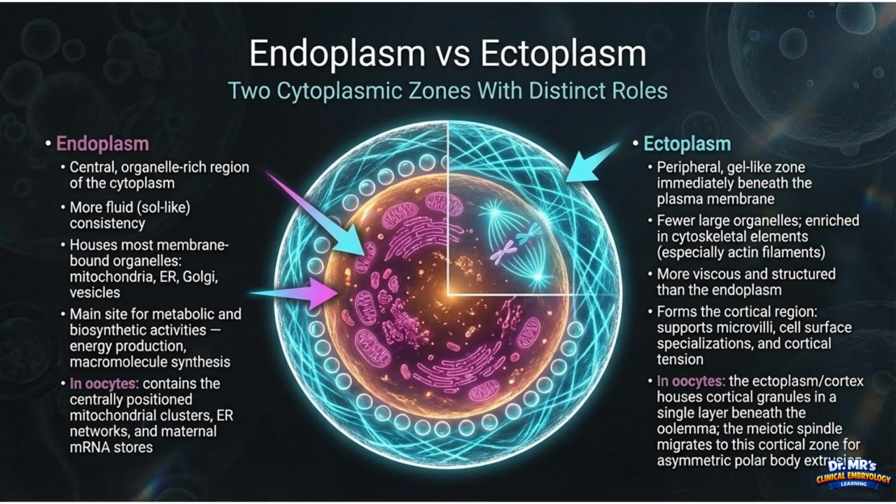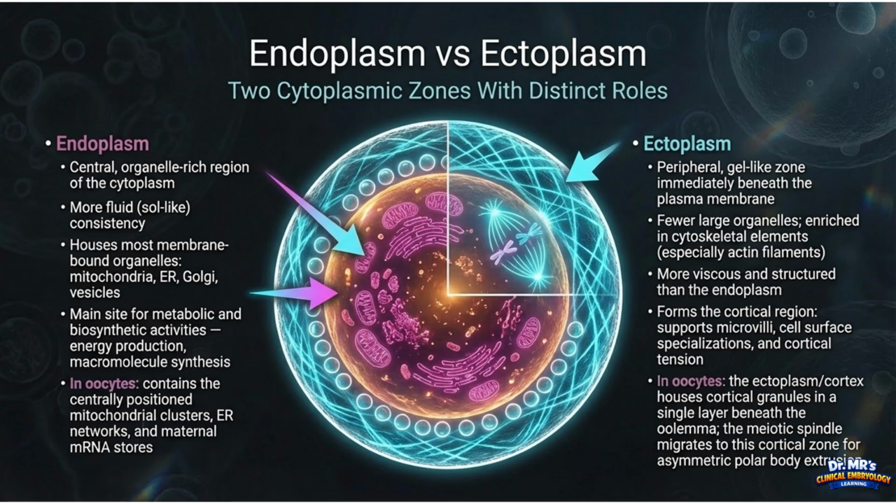With that structural overview in place, let's look more carefully at the two spatial zones within the cytoplasm, because they are not uniform in composition or function. The cytoplasm is not homogeneous from center to cortex. It is regionalized into two zones, the endoplasm and the ectoplasm, and this regionalization has direct consequences for how the oocyte functions and how we interpret what we observe morphologically.